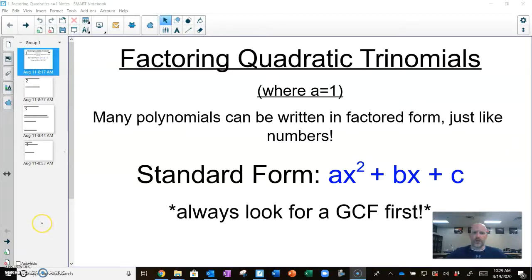How's it going, everybody? So today we're going to start taking a look at factoring quadratic trinomials, but we're going to be doing the easy ones where a is equal to 1. Many polynomials can be written in factored form just like numbers are.